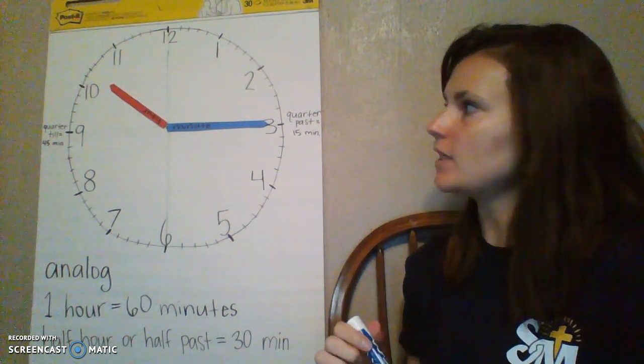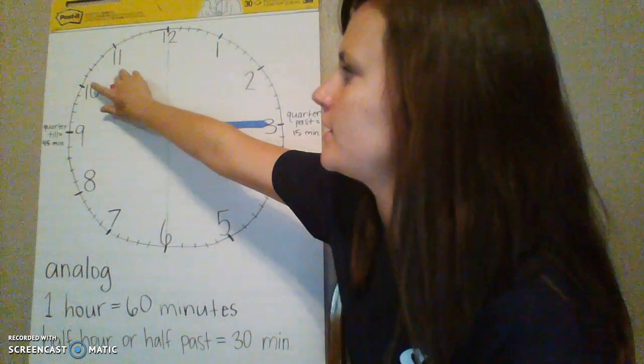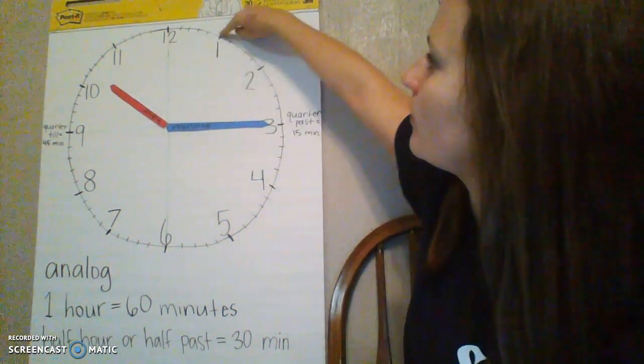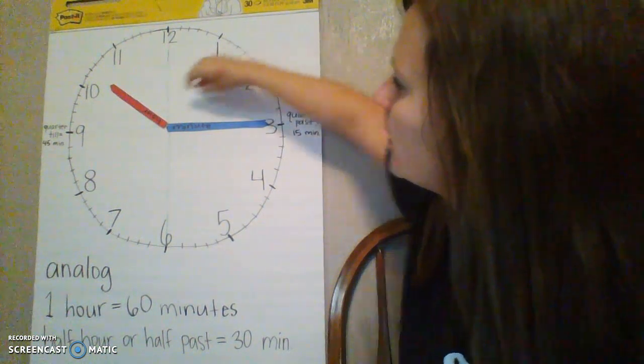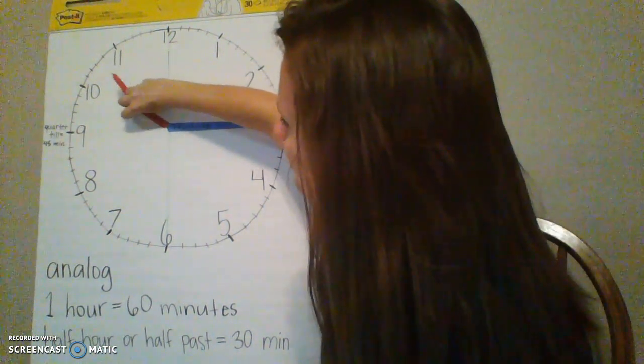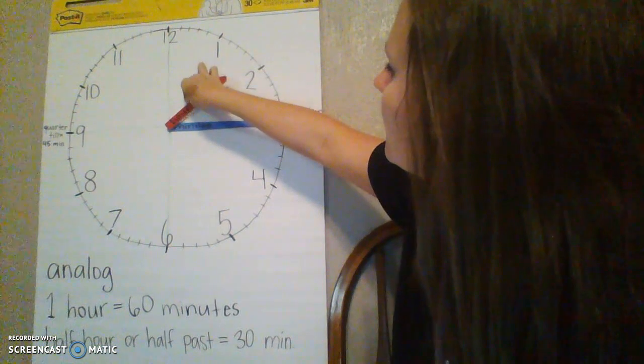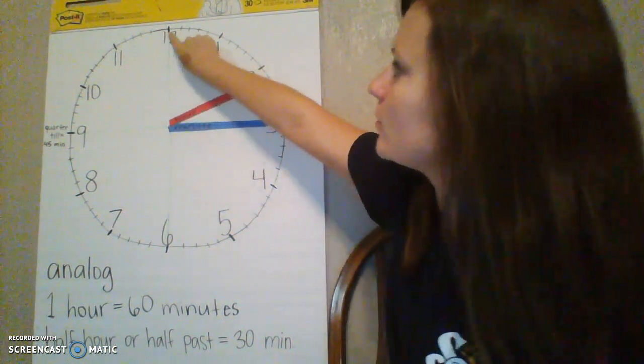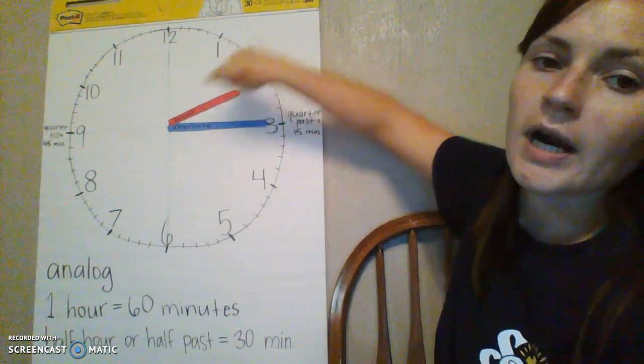So 10:15 to 2:15. So I'm going to start on 10. That would be 1, 2, 3, 4. So she went from 10:15 to 2:15. She was gone for 1, 2, 3, 4 hours.